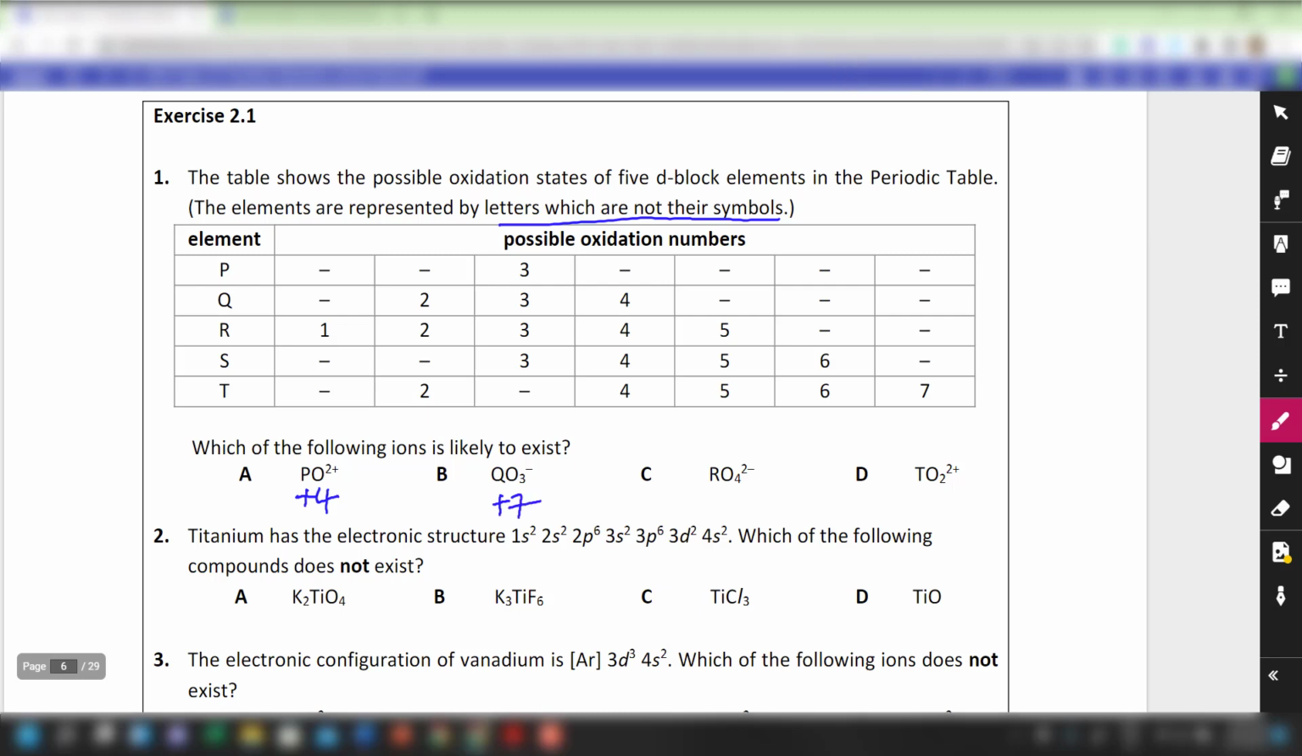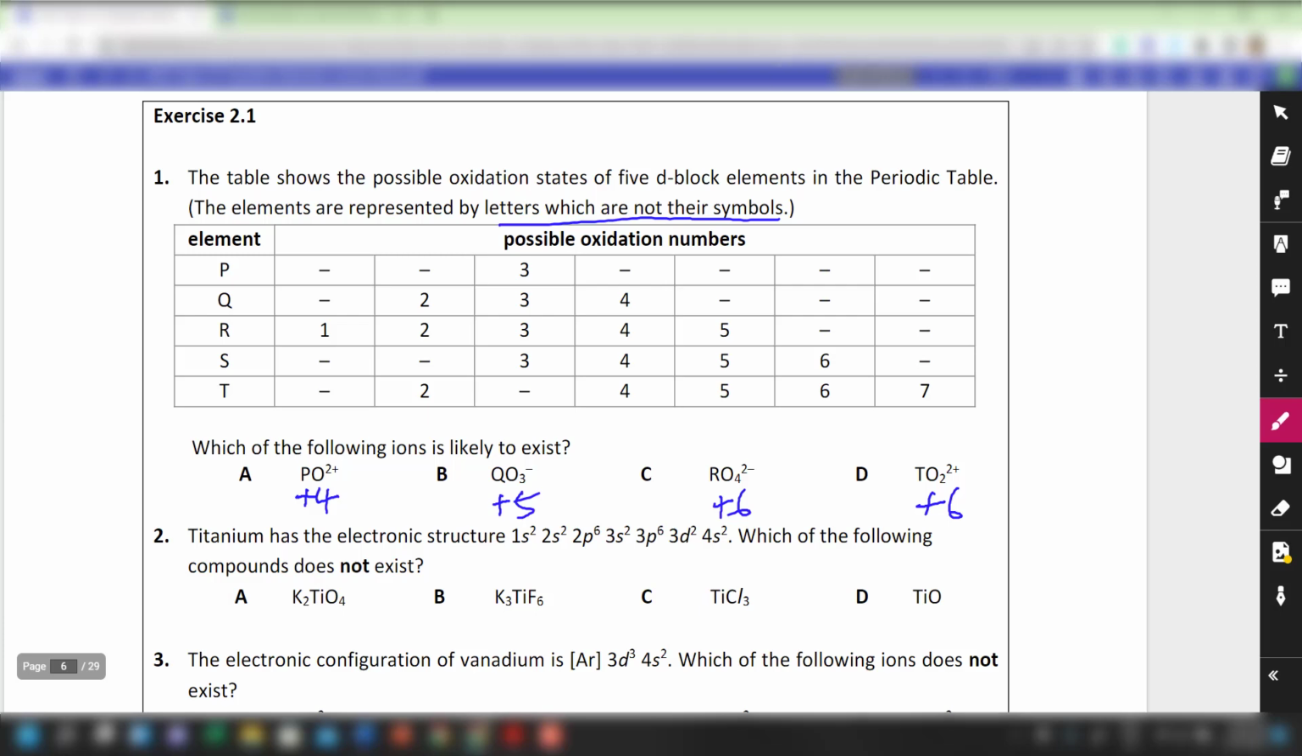Okay, and then, oh sorry, not plus 7, plus 5, my apologies. Okay, so this will be plus 5. Then for C, the oxidation state of R will be plus 6. Then for T it will be plus 6. Yeah, so let us look at the list.